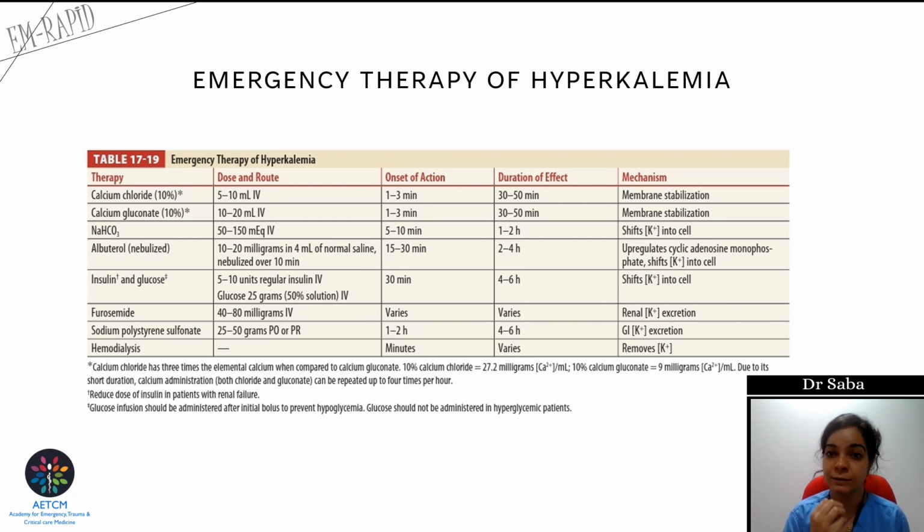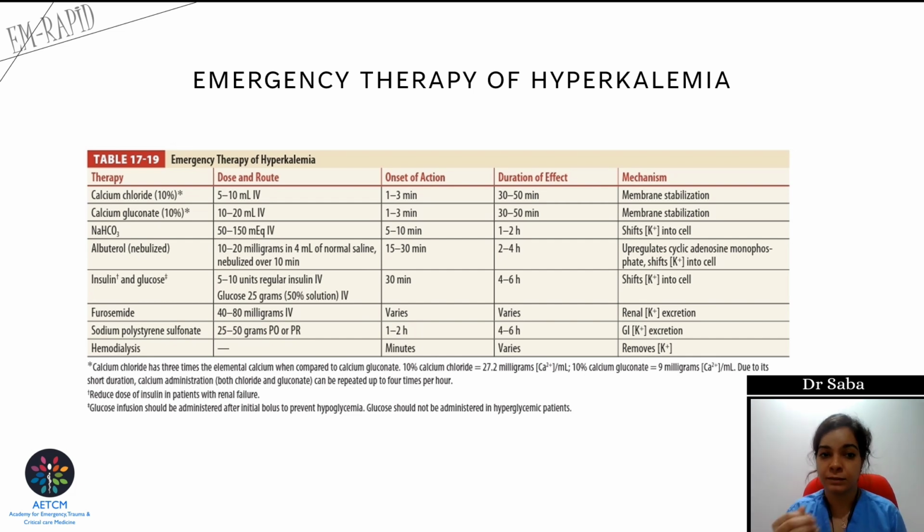In fact, the first thing that we do when we see hyperkalemia is to protect the heart. So they are the cardiac protectors. They will raise the threshold potential and it will antagonize the ill effect of increased potassium on the cardiac myocyte. The dose is pretty much the same for both these drugs, that is 5 to 10 ml IV, but it is given as a slow IV over a span of about 10 minutes. Onset of action will be about 1 to 3 minutes and duration will last for up to half an hour to 1 hour.